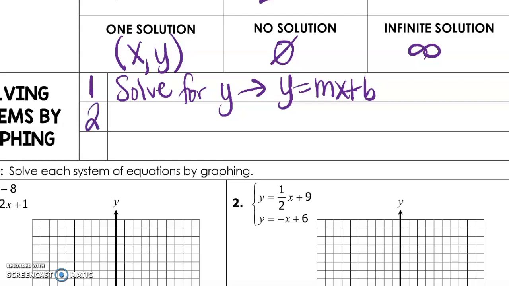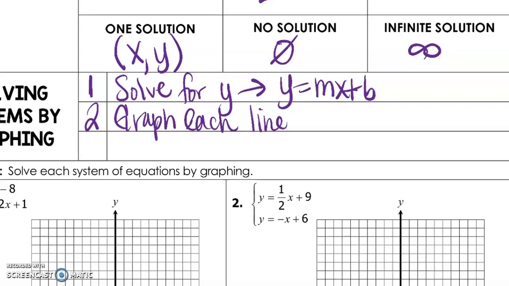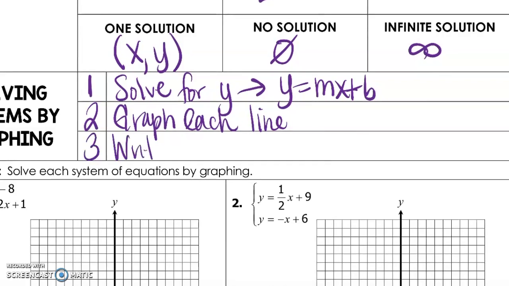Step 2 then is to graph each line. So when you graph it, again, one of those three things that we just looked at should happen. They should intersect one time, which is what happens most often. They could be parallel, so then you have no solution, or they could be the exact same line, so you have infinite solutions. So the last thing you need to do is to actually write your solution. So either an ordered pair, or if you want to write the 0 with the slash through it, or the infinity sign, or you can write them out in words.